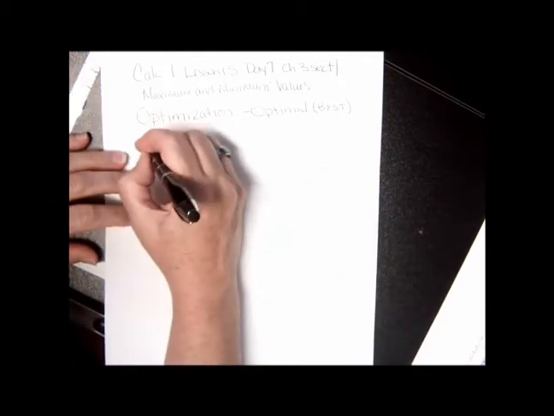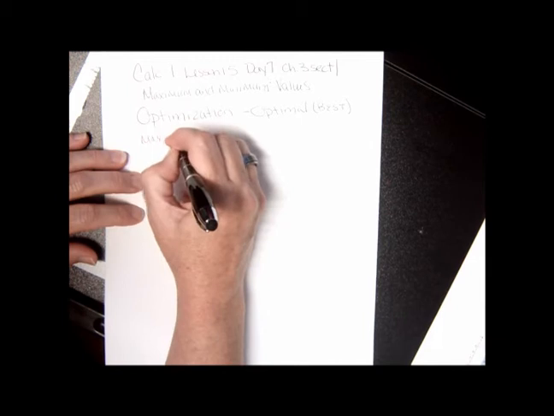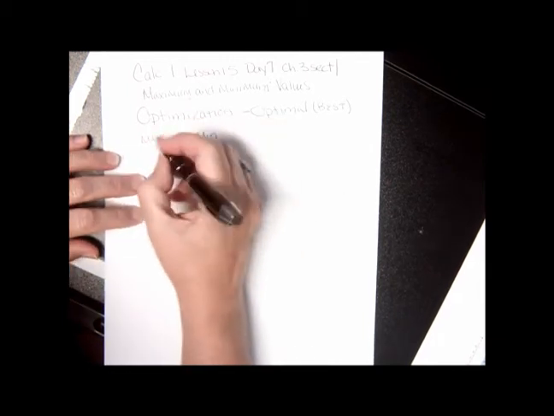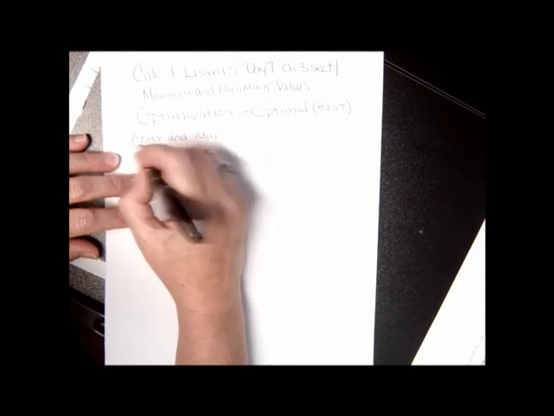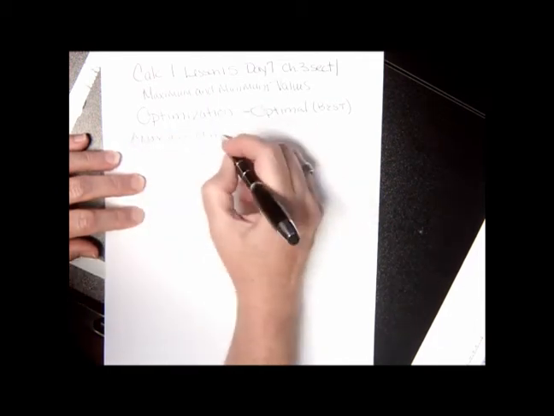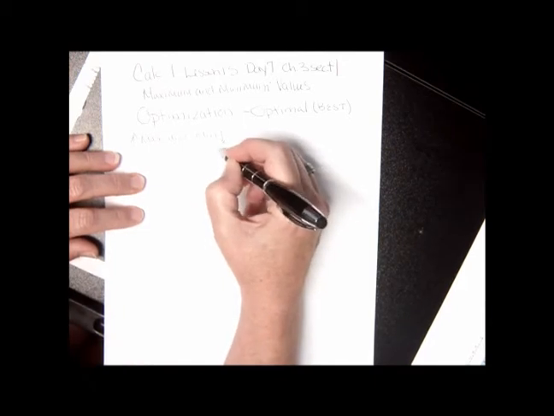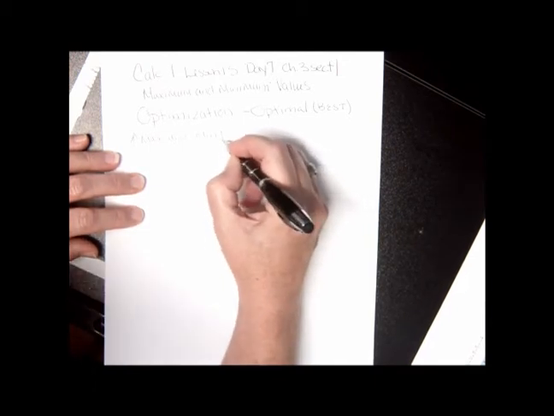So maximum and minimum might be the highest point, or maybe the best point, or the lowest point, or maybe the cheapest point, or something like that. And those will give me my critical points that will answer these questions.